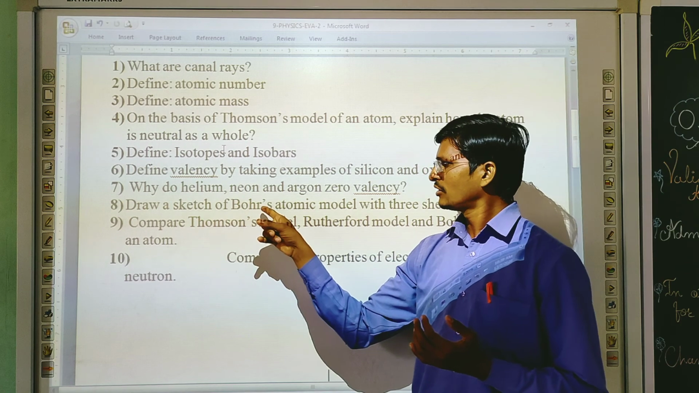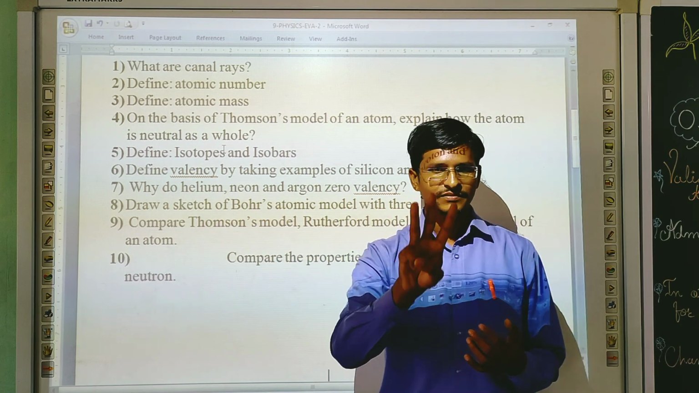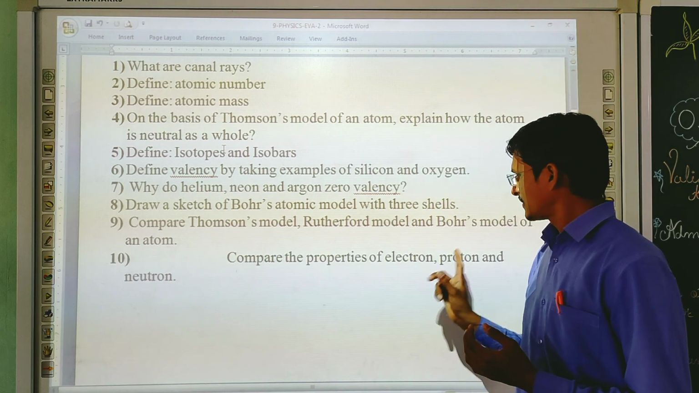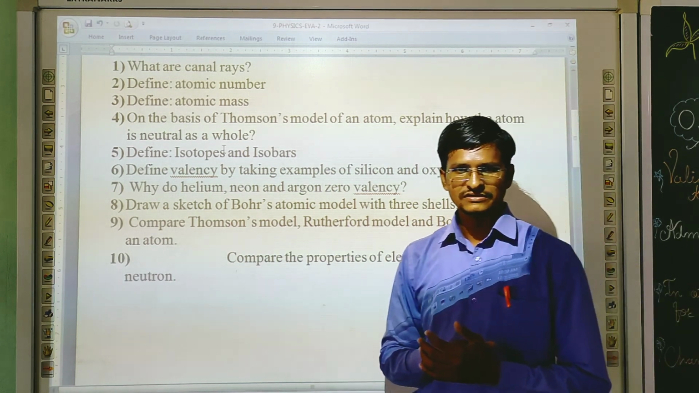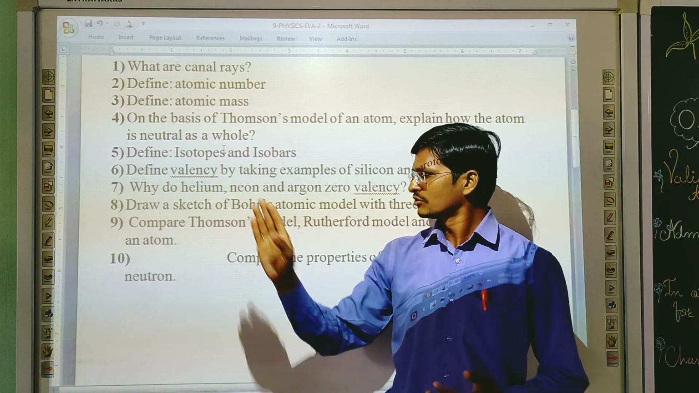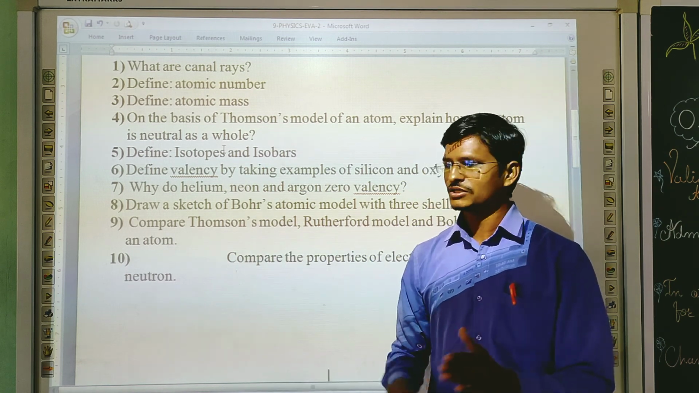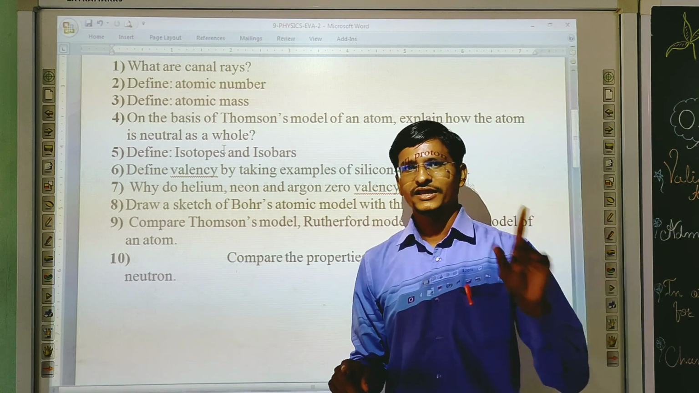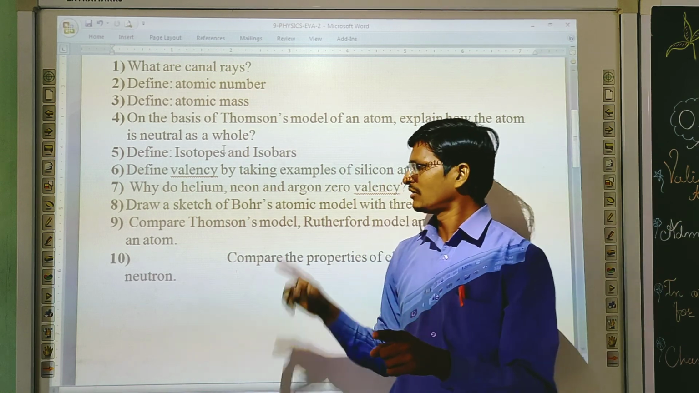Draw a sketch of the Bohr atomic model can be asked in 3 marks. Okay. Now next is compare the properties of electrons, protons and neutrons. That can be asked in 5 marks. So these questions are very crucial. All the answers you will get inside your textbook. Don't go anywhere. You will get all the answers inside the textbook.